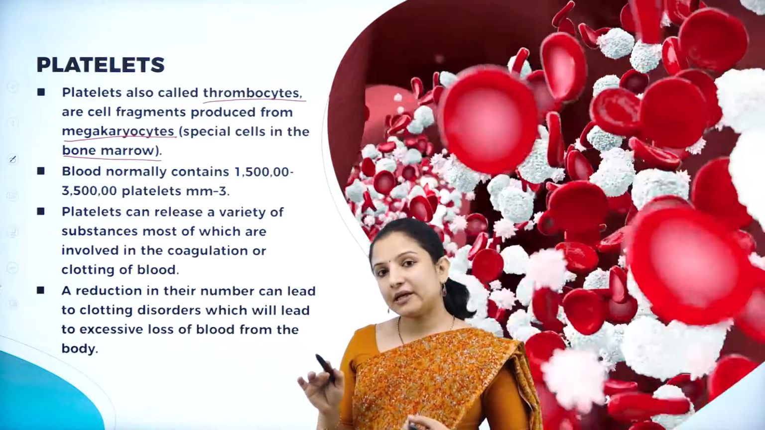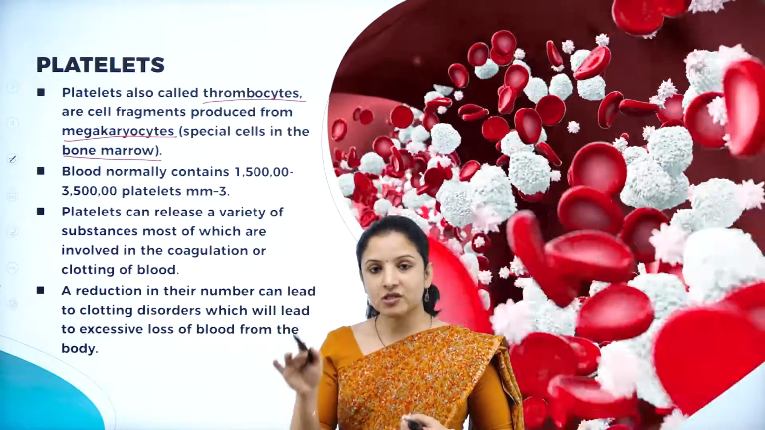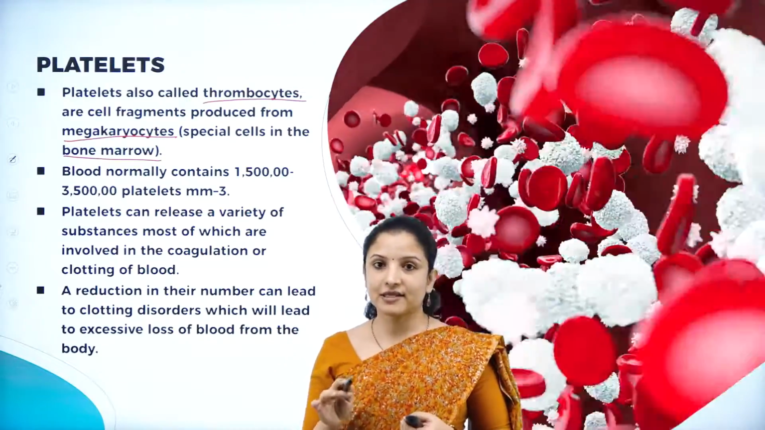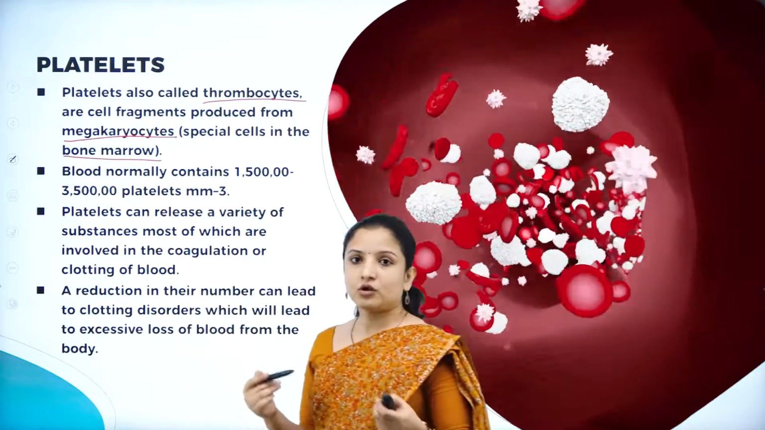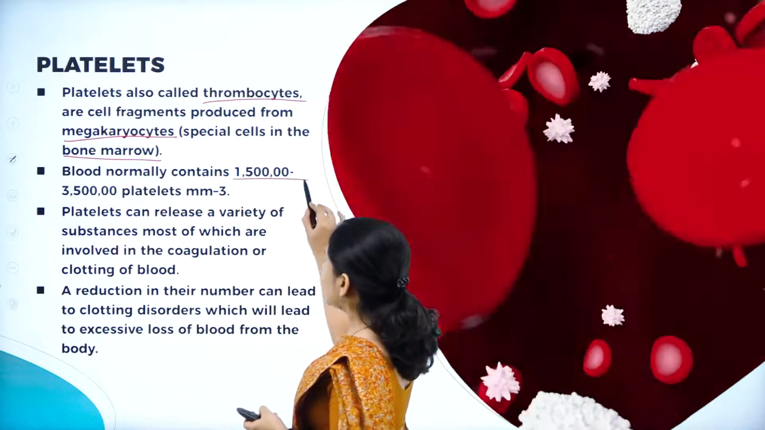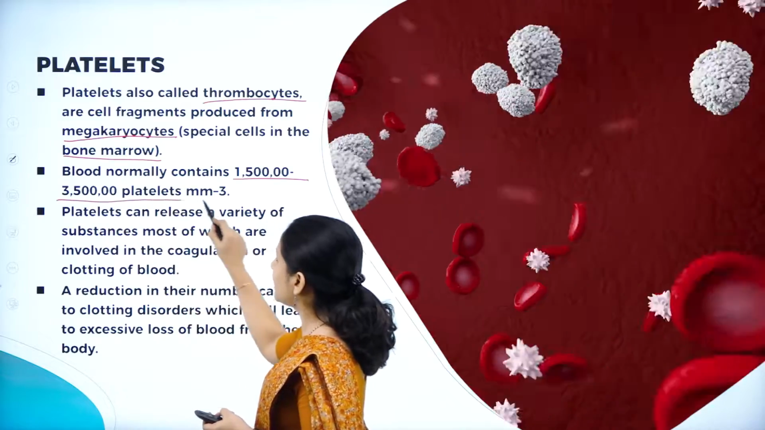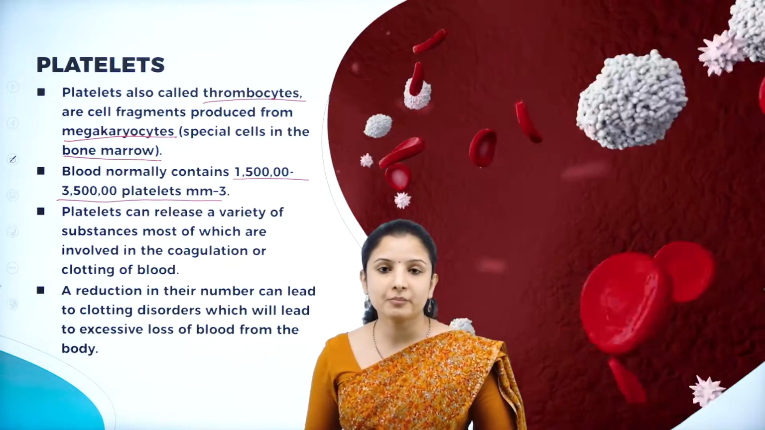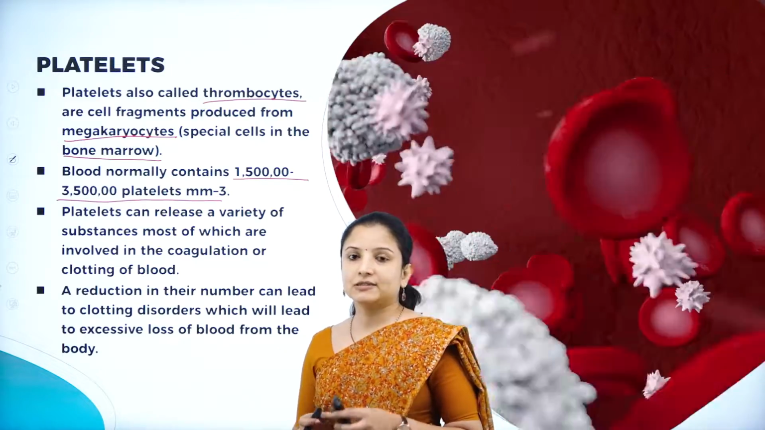So, where are the platelets produced? The platelets are produced by the special cells called megakaryocytes present in the bone marrow. A normal adult human being's blood contains about 1,50,000 to 3,50,000 platelets per cubic millimeter of blood. Function of platelets. What are the functions?